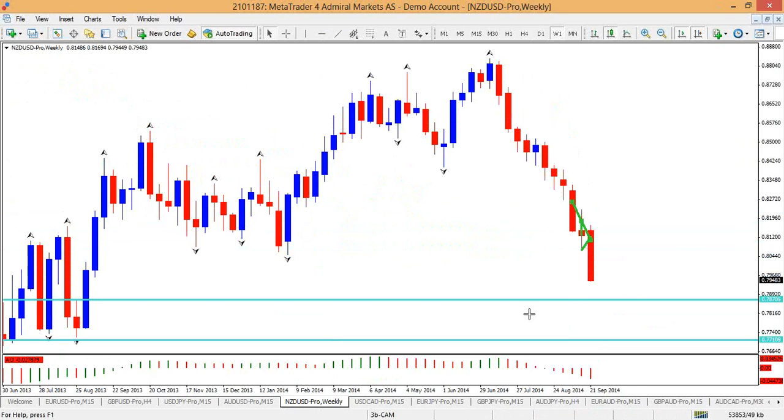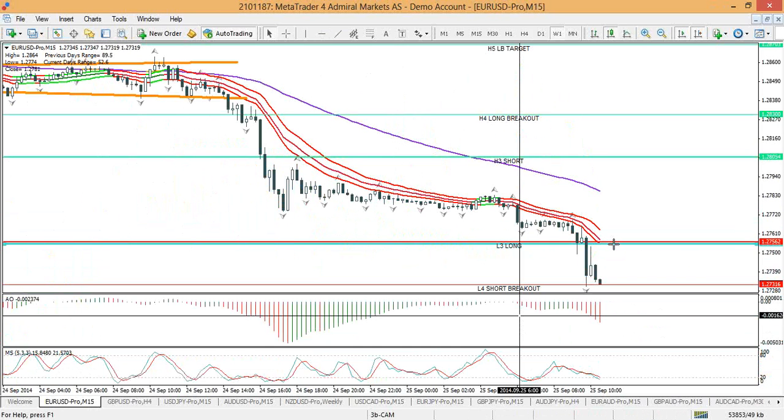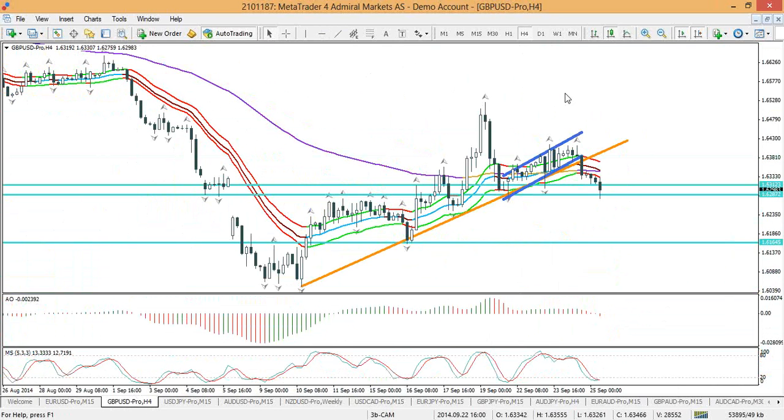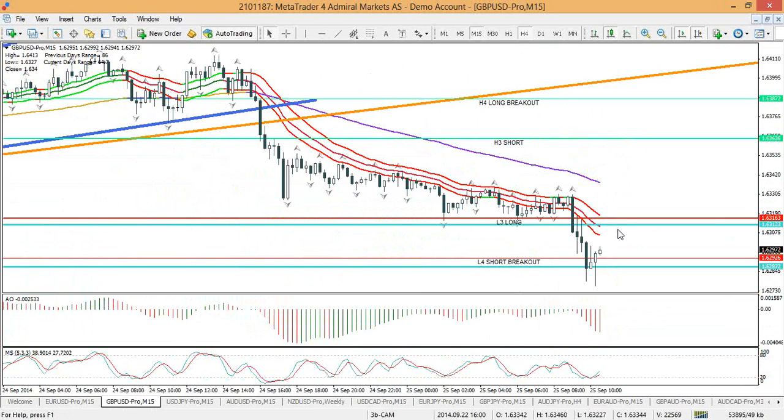Eurodollar, let's take a look. Eurodollar indeed bouncing off the L3 for more downside. And looks like that was the moment, but difficult to tell. We could maybe get one more pullback. We never know. Price makes a lot of ups and downs. Pound dollar trying to get back to the moving averages here.